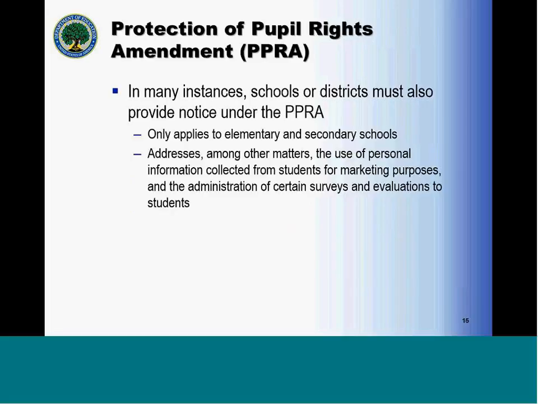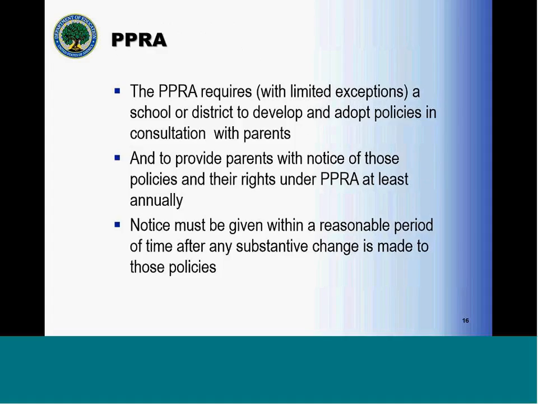The Protection of Pupil Rights Amendment, or PPRA, applies to elementary and secondary schools and generally applies to surveys of student behavioral activities. Use of personal information collected from students for marketing purposes and administration of certain surveys requires parental notice. The PPRA has the following general requirements. 1, a school or district must develop and adopt policies in consultation with parents, with limited exceptions. 2, provide parents with notice of these policies and rights under the PPRA annually. And finally, 3, notice has to be given within a reasonable time period after any substantive change is made to those policies.